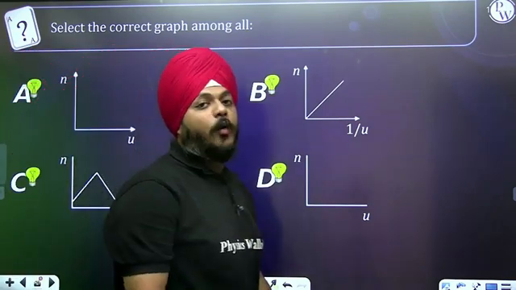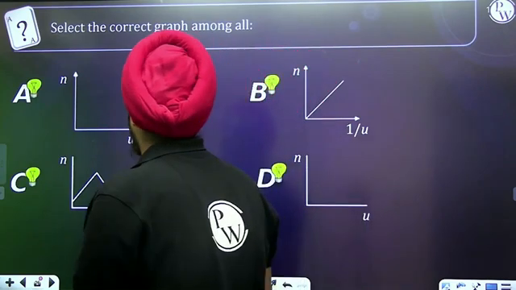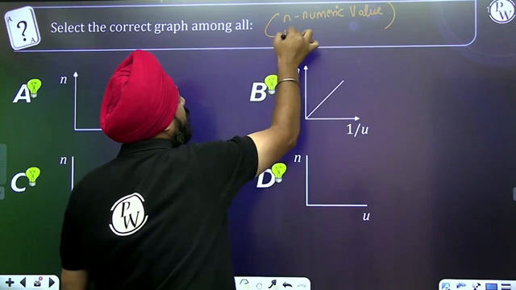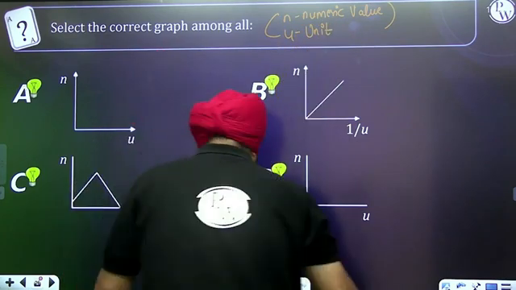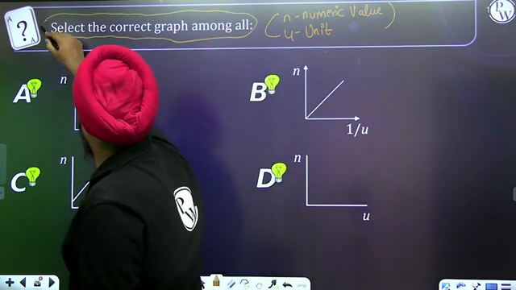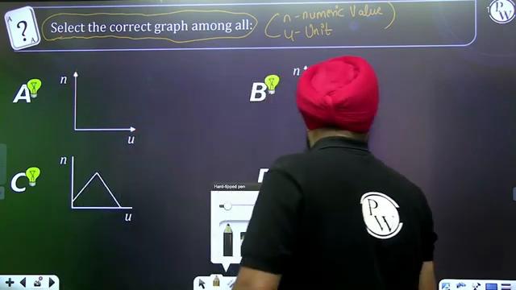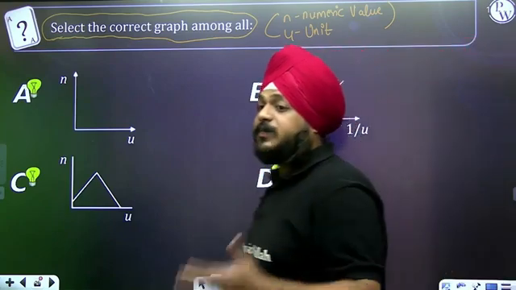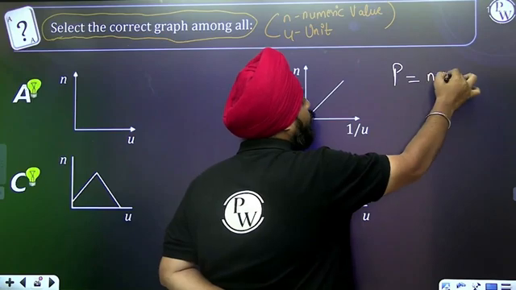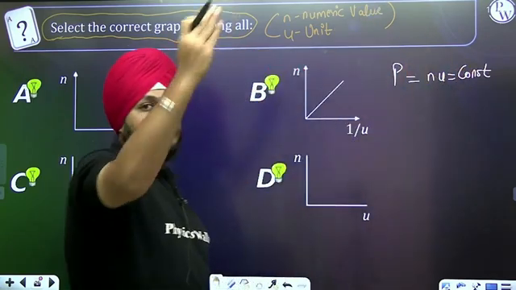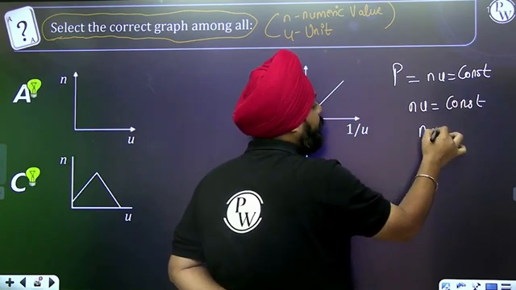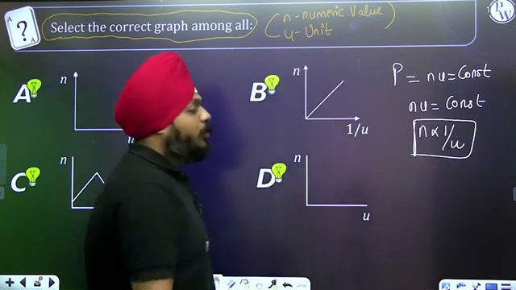Select the correct graph among all. N is the numeric value, U is the unit. I've explained that expression according to the question solving approach. Any physical quantity is made up of two things, N and U, and that is always constant in all unit systems. So can I say NU is equal to constant, and removing the sign, N is inversely proportional to U.